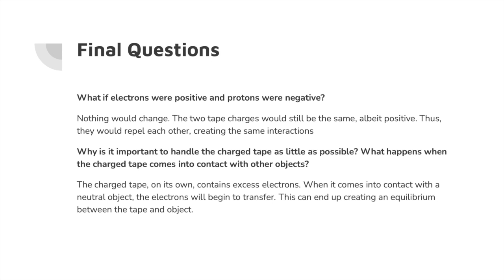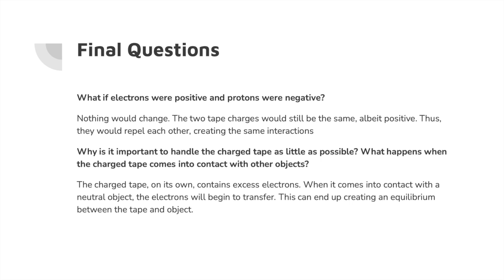Before coming to the end of the lab, we have a couple of reflection questions to answer. The first asks, what would happen if electrons suddenly turn positive and protons turn negative? The answer, absolutely nothing would change. The charges on the U-tape would still have the exact same magnitude, the only difference being that they are positive. Additionally, they would both have the same sign and thus repel each other. Therefore, none of the interactions would change.